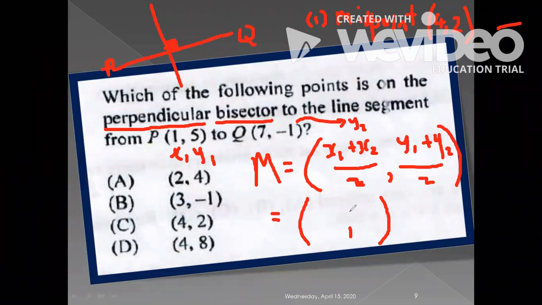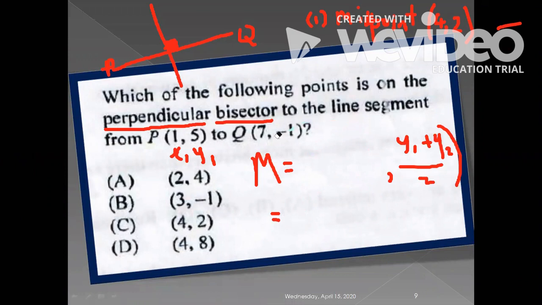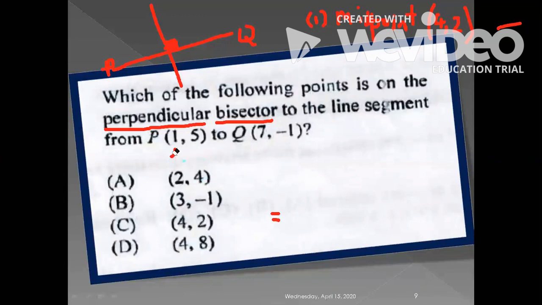Alright, any questions so far? What we did a while ago was to work out the midpoint. Now, would you agree with me that the midpoint touches PQ? Yes, sir. And the midpoint touches the other line. It's like the middle part of a scissors, that little knob that holds the scissors together. It touches both blades.